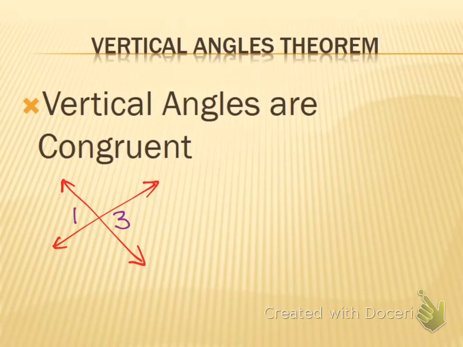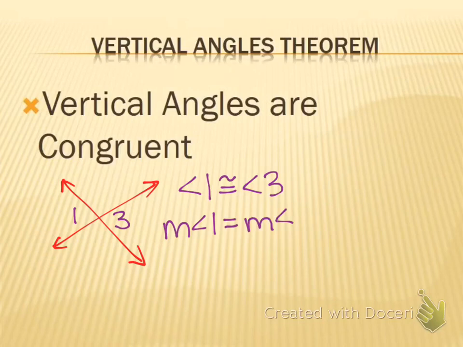Okay, in this diagram, we already talked about how 1 and 3 are vertical angles because they are formed by two intersecting lines and they are not adjacent. But this theorem tells us that we know angle 1 is congruent to angle 3. In other words, the measure of angle 1 is equal to the measure of angle 3. They have to have the same degree measure.